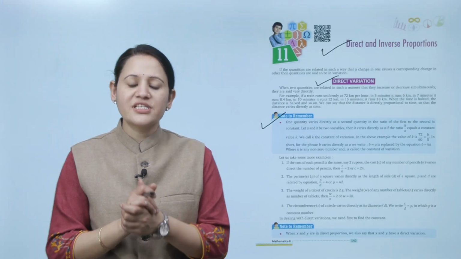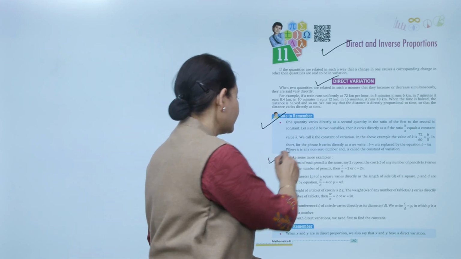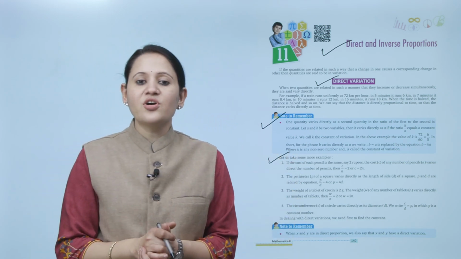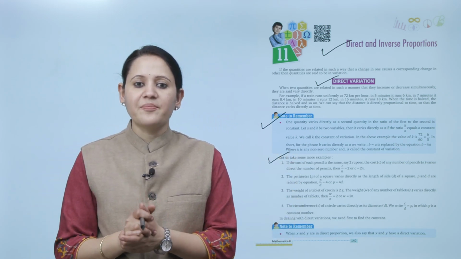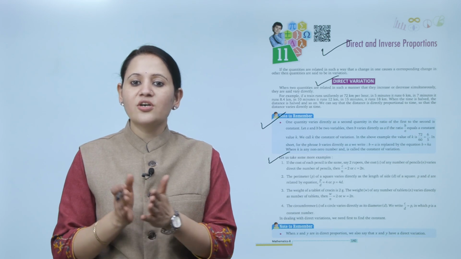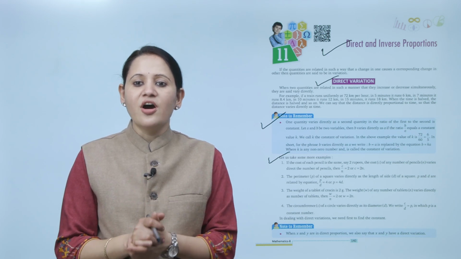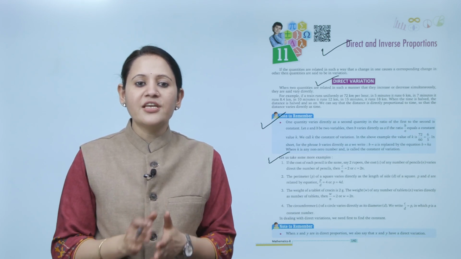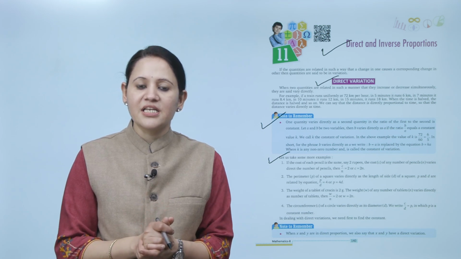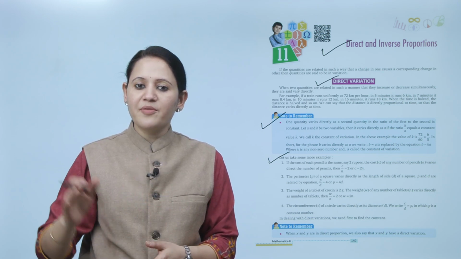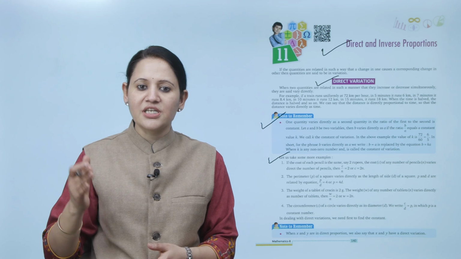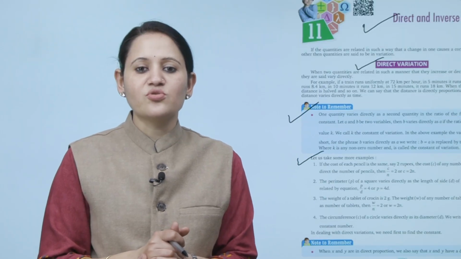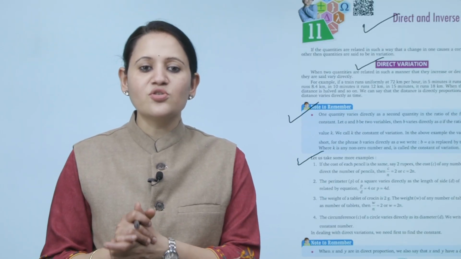Let us take some more examples. If the cost of each pencil is the same, say 2 rupees, the cost of the pencils varies directly as the number of pencils, means as the number of pencils increases, the cost will also increase. Then C upon n equals 2, or C equals 2n.